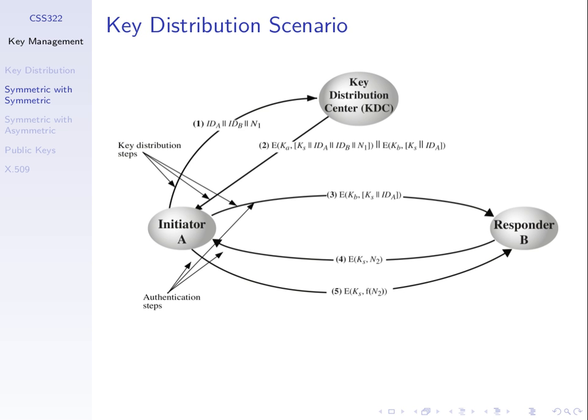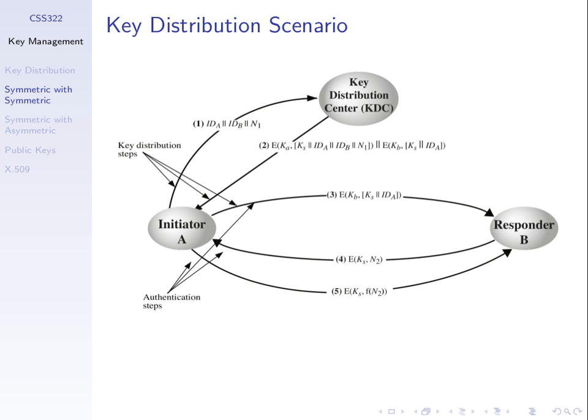So if someone else sent them this message, maybe copied this message and replayed it at a later stage, user C sent them this message, when B decrypted it and saw that the identity was for A, they would know something's gone wrong. Because it has the identity of A in here, which was put in there by the KDC, and B trusts the KDC, it knows this session key is for communicating with A.